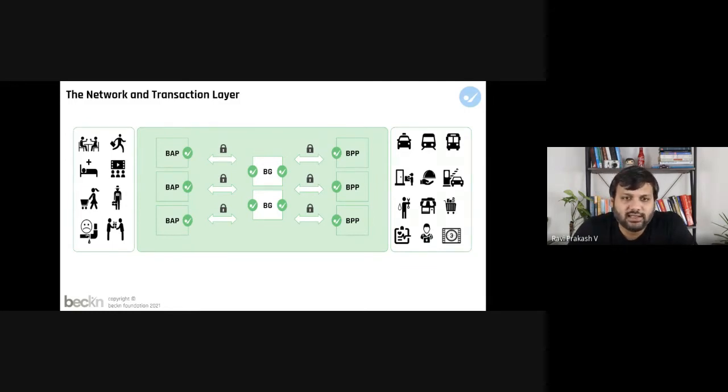So there is a three-layered transaction layer, on which one side is the buyer end, the other side is the seller end, and the middle is the routing end.